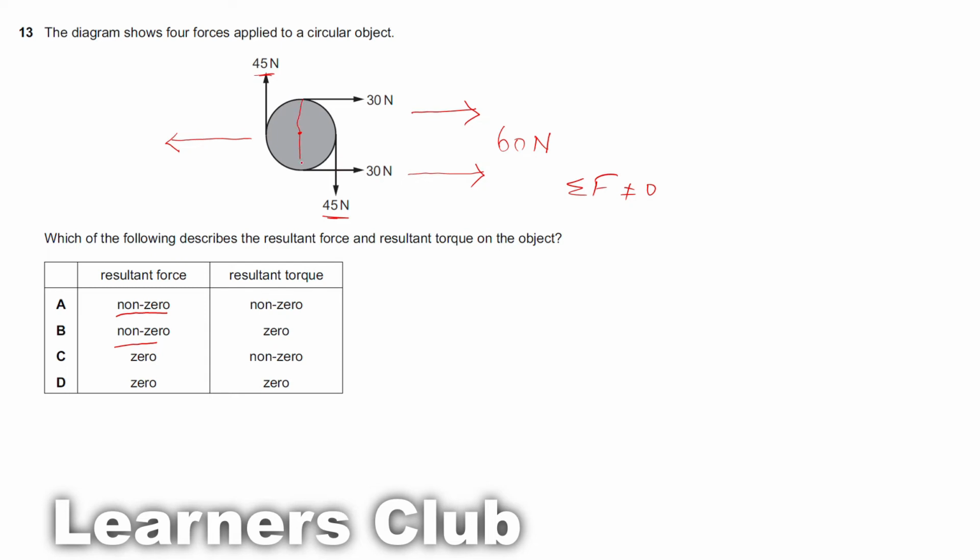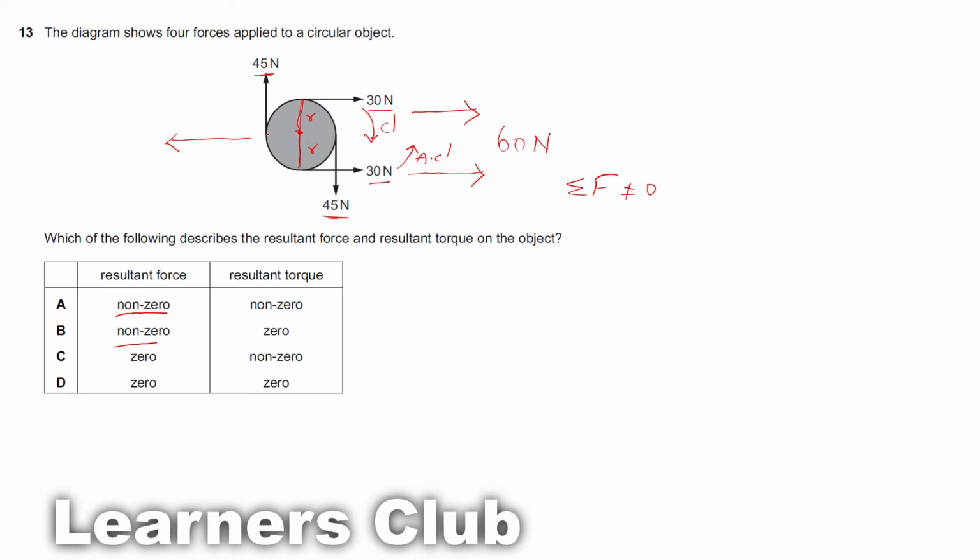If I take this line, this 30 Newton is moving clockwise, this 30 Newton is moving anti-clockwise, and they are kept at the same distance from the center because the circle has a constant radius throughout. As a result, this 30 Newton clockwise and 30 Newton anti-clockwise will cancel the turning effect. As a result, there is no moment due to 30 Newton.